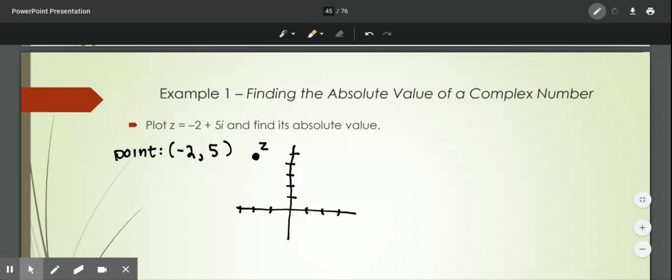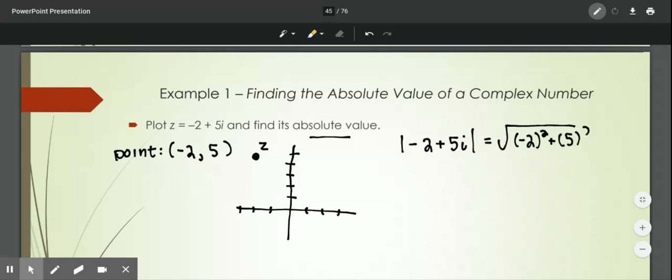If we want to find the absolute value, remember to find the absolute value of negative 2 plus 5i, we use the absolute value formula, which is the square root of your a squared, so negative 2 squared, plus your b squared. So we'd get the square root of 4 plus 25, which gives you the square root of 29.